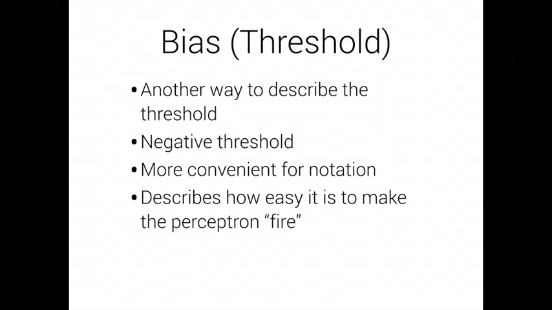Another way of talking about the threshold is it's called the bias, and often it's represented as a negative number, and the inputs are represented as positive numbers. So the positive numbers have to sum above the negative number. This allows us to talk about the perceptron firing and how easy it is to make that perceptron fire.